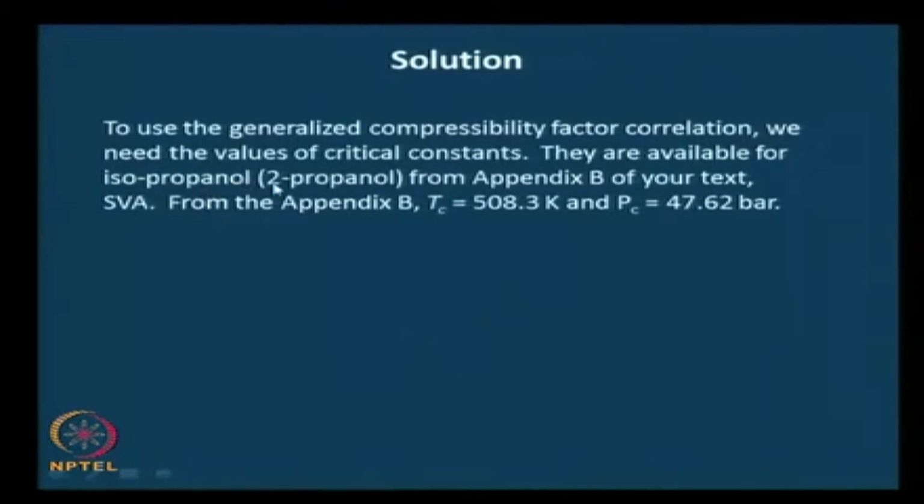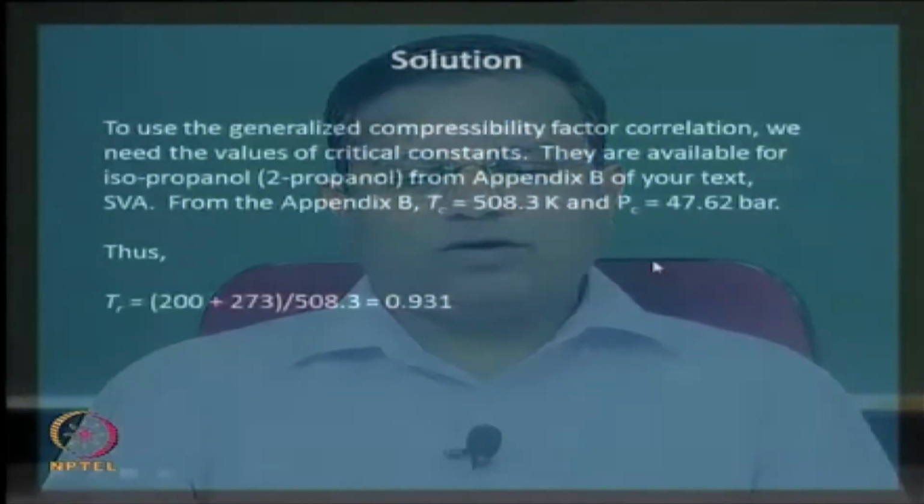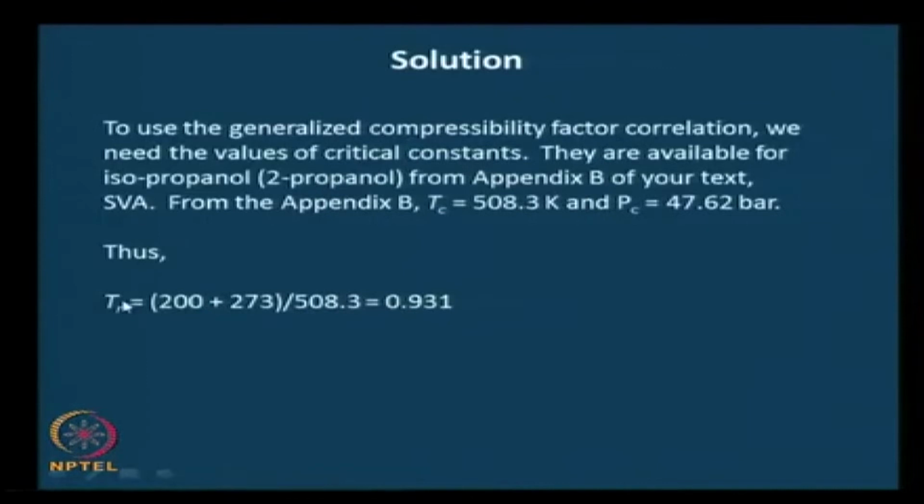I think it is listed under 2-propanol in your appendix of Smith, Van Ness and Abbott, and you may have already done that in the time that was given. You would find that the critical temperature is 508.3 Kelvin and the critical pressure is 47.62 bar. You needed these in the earlier examples also. This is essentially why we were looking at the critical constants, so that we could calculate the reduced temperatures and therefore use the generalized correlations.